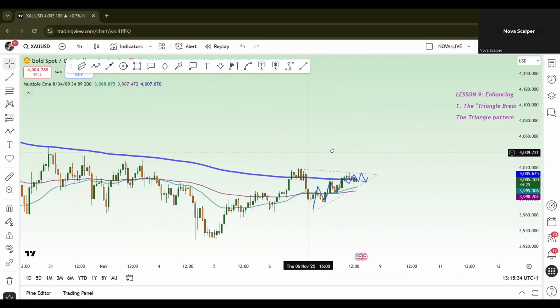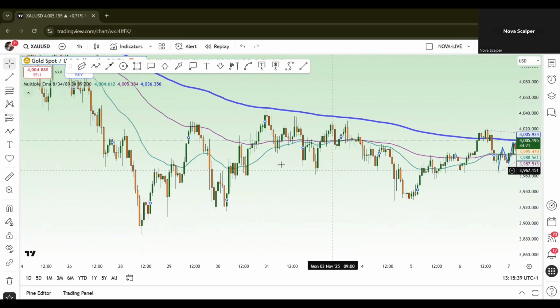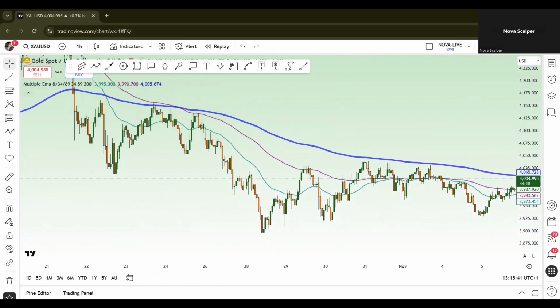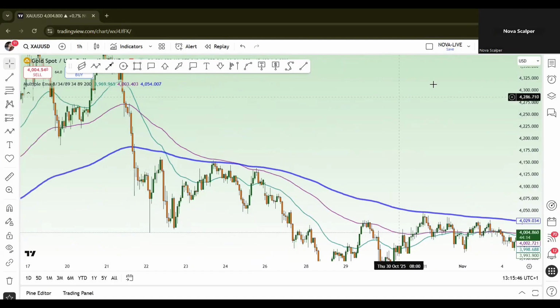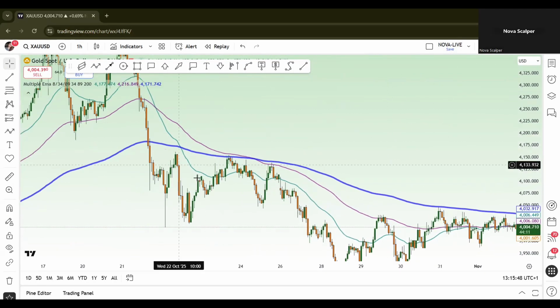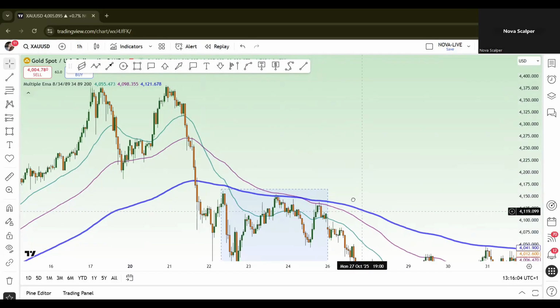Okay, let's go back to the history. Let me check if we have any case. Yes, that already happened. So let's start with this period. This is when the market was moving sideways after a drastic dropping momentum at the end of October, right?